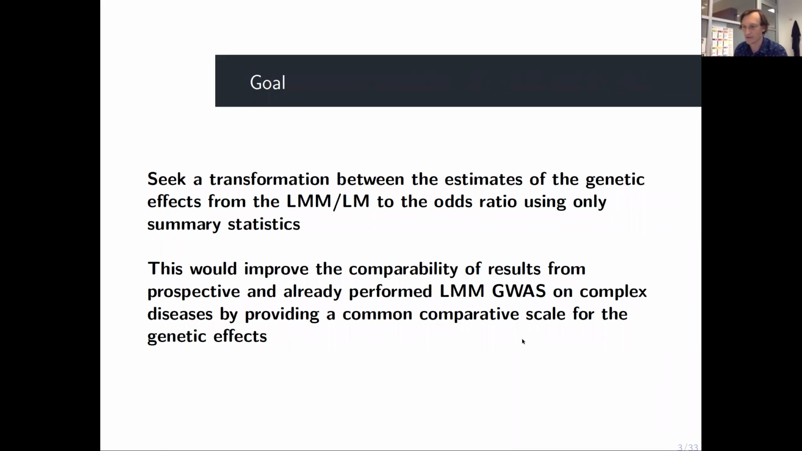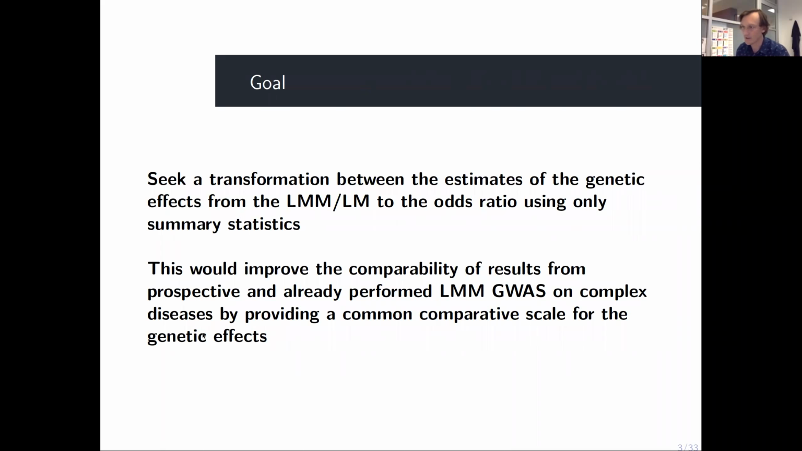We're not trying to forge new ground in understanding statistical genetics per se, but we hope that this would be useful to a lot of practitioners who analyze these data and try to compare results from different studies. So we seek a transformation between the estimates of the genetic effects from the linear mixed model to the odds ratio using only summary statistics. The final phrase is important, where summary statistics really will limit how we do our mathematics.